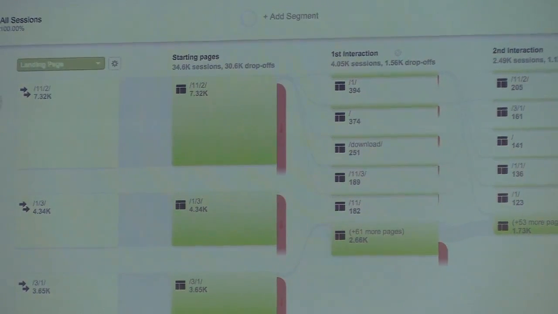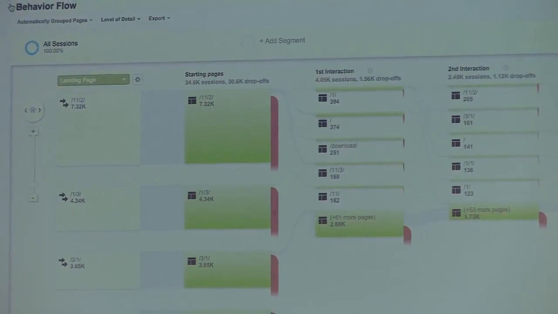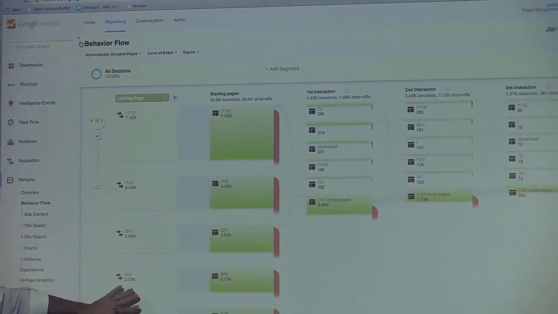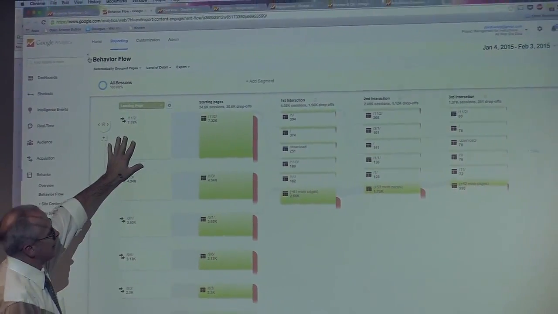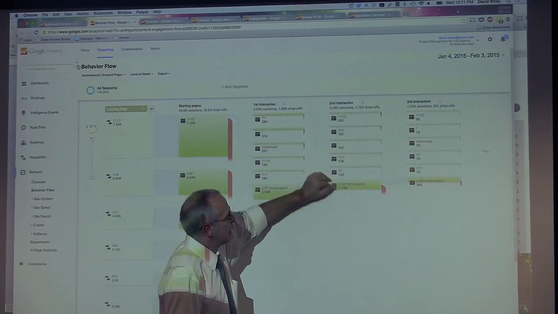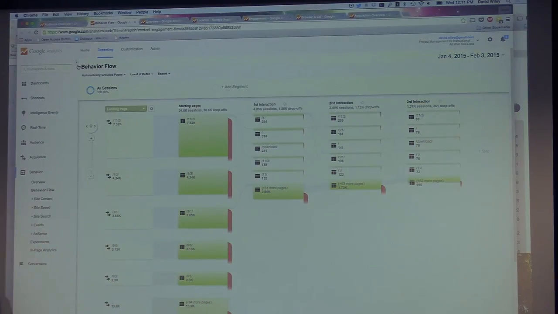This is a really interesting visualization trying to help you understand the path that people take through the website. So these are the first pages that people landed on when they came to the site. And then from those pages, which page did they go to, and which page did they go to next? And after that, which page did they go to next? Which gives you this view of the pathways that people take as they move through.